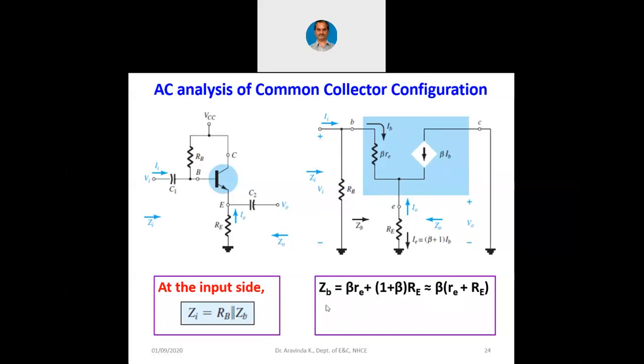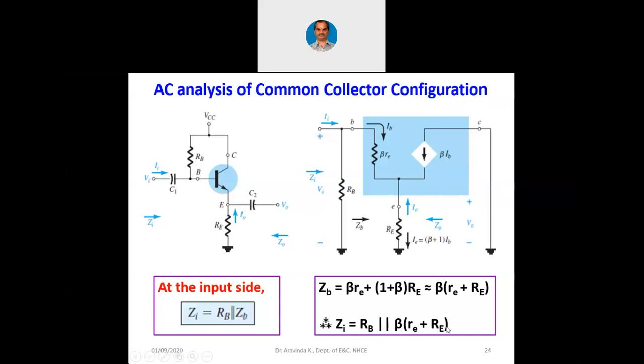Now, ZB is beta into re plus 1 plus beta into RE. We can ignore that 1 there. So, we can simply write approximately ZB equals beta into small re plus capital RE. Now, when we write this way, we can simply find the expression for input impedance ZI is RB parallel with beta into small re plus capital RE. Therefore, ZI is RB parallel with beta into small re plus capital RE.